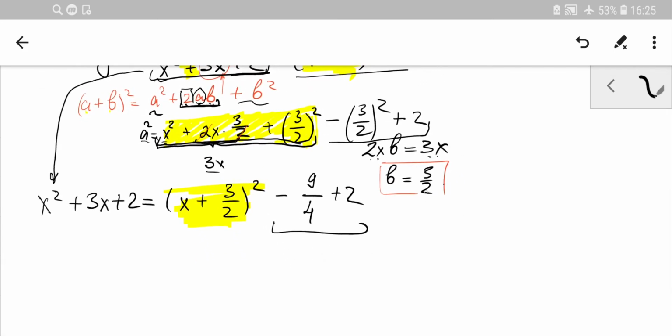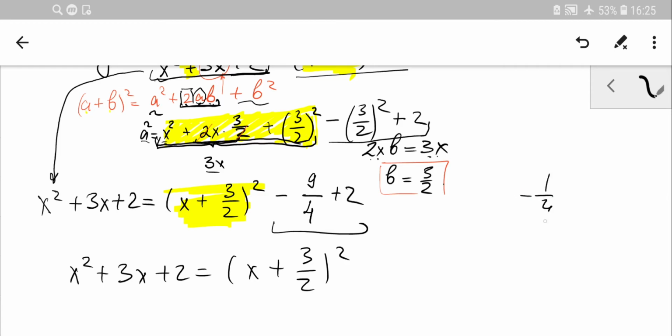And finally, I'll rewrite that. It will be equal to x plus 3 over 2 squared. And then I simplify, simply it will be negative 1 over 4.